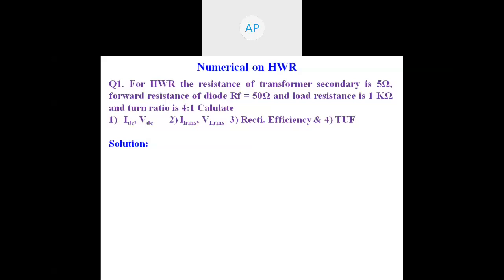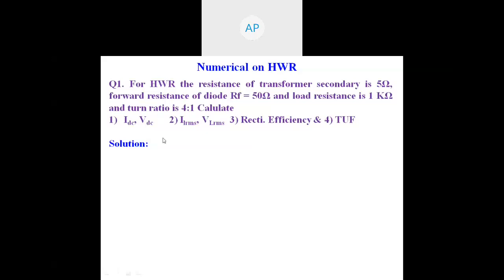So it's now our job to find VM and IM. Once we have them, we can calculate a number of parameters. Now, how do we find VM or IM? Here the turn ratio is provided as 4 is to 1. So the transformer secondary rating is given in terms of a turn ratio.